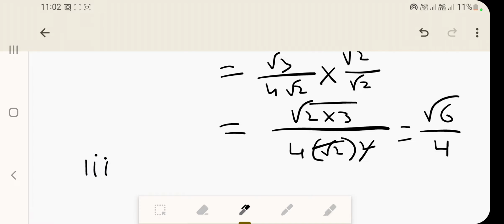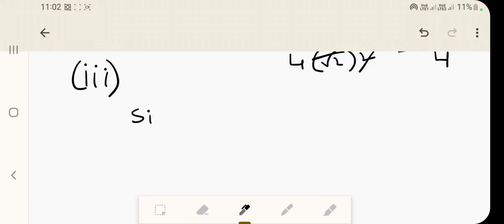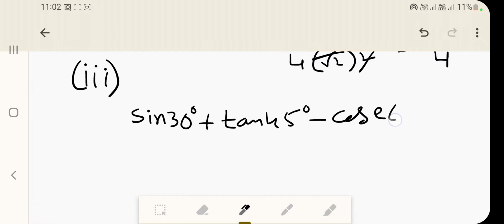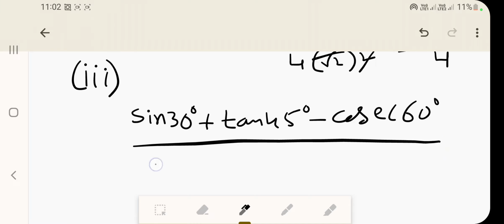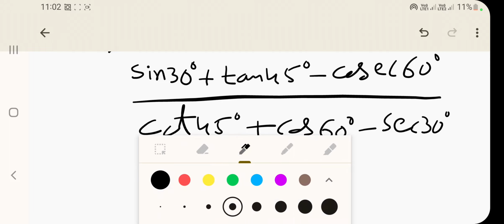Next we calculate another of the same, evaluate only. A little big one they have asked here, that is they have asked what is sin 30 plus tan 45 degrees minus cosecant 60 degrees whole divided by cot 45 degrees plus cos 60 degrees minus secant 30 degrees. This is what they are asking to evaluate.